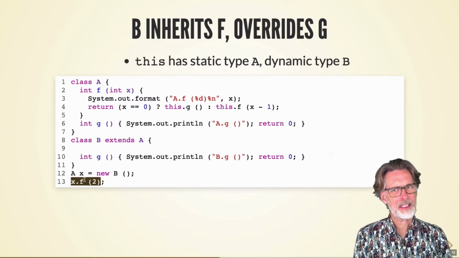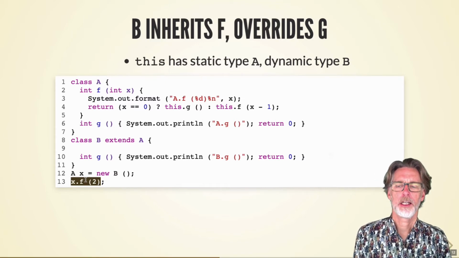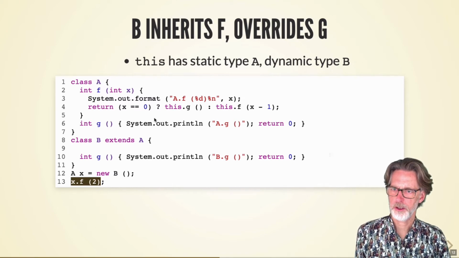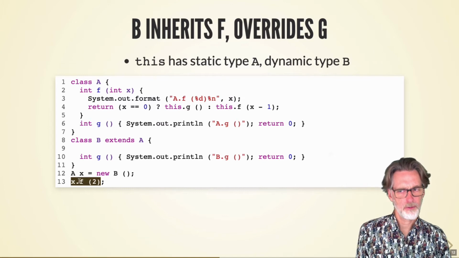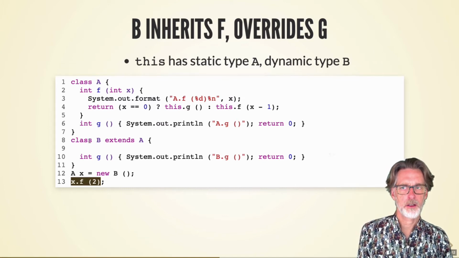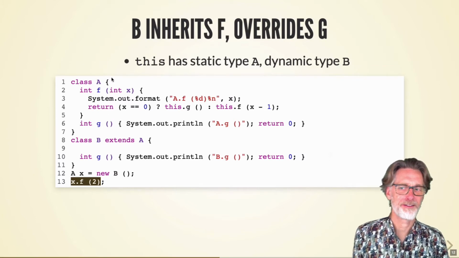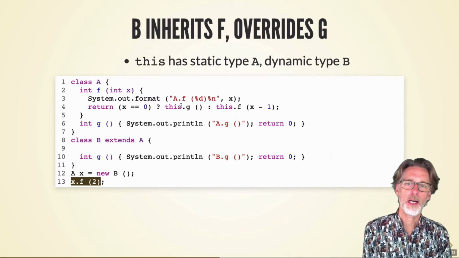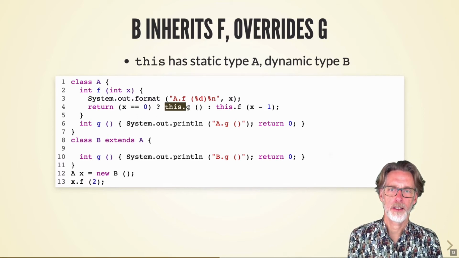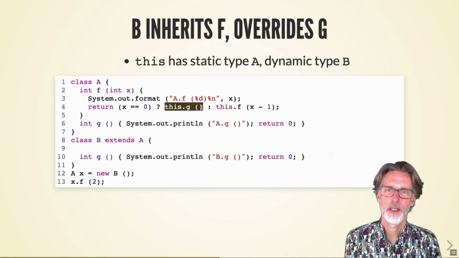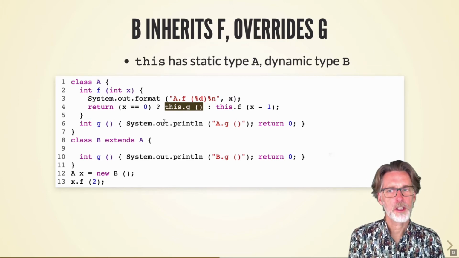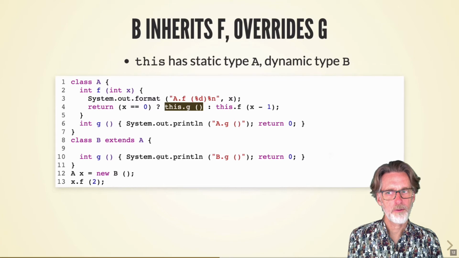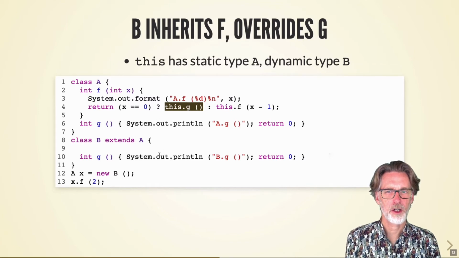Well, it depends on what kind of dispatch we have. In Java, which I've written here, we do dynamic dispatch. And that means that the function we're going to invoke here depends on the dynamic type of the variable. Well, that's pretty obvious because there's only one definition of f, so it kind of doesn't matter for f. But what happens when I invoke this.g here? Well, when I invoke this.g, I could actually hit one of these two methods, either the g on line 6 or the g on line 10.